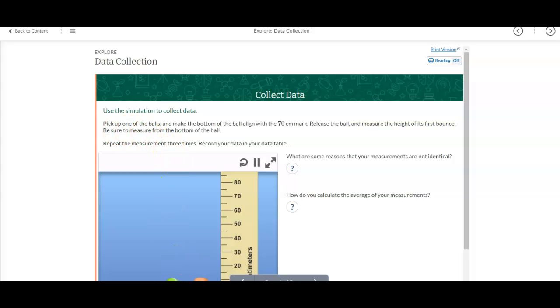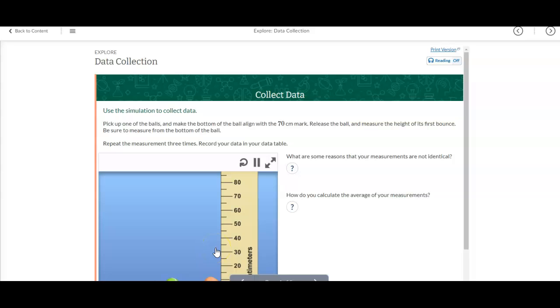70 centimeter mark. So if we pick up the ball of clay, the bottom of the ball is at the 70 centimeter mark. Release it. And then we're going to measure the height of its first bounce. And you measure from the bottom of the ball. It didn't bounce at all. So your number here would be 0.